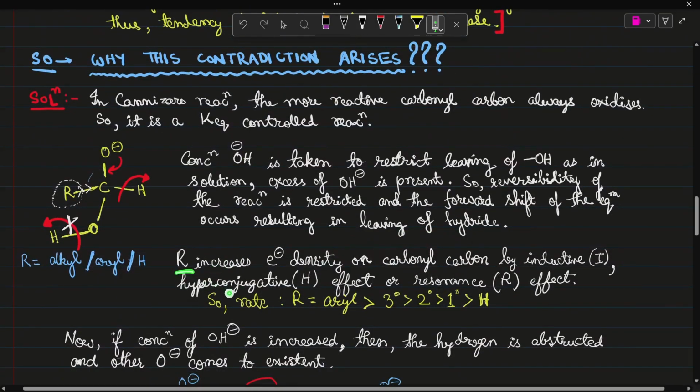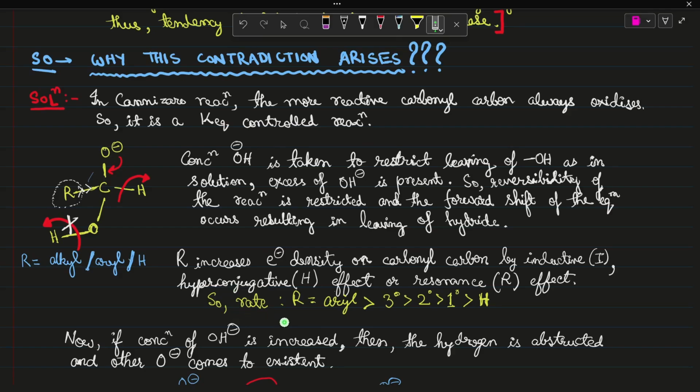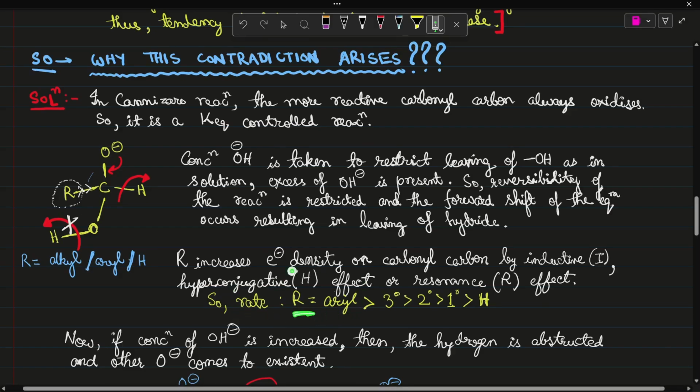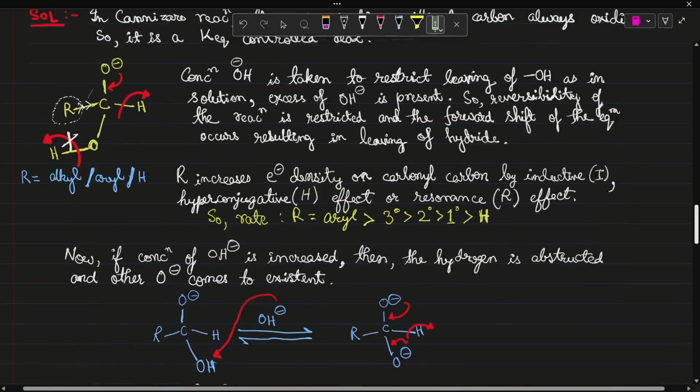Okay, so now see, R increases. As I said, the more the electron density increases, the better is the tendency of leaving of the hydride group. So the rate will be highest when the R group is aryl, which has the most electron density for donation. Then 3 degree carbon, 2 degree carbon, then 1 degree, then hydride. Obviously.